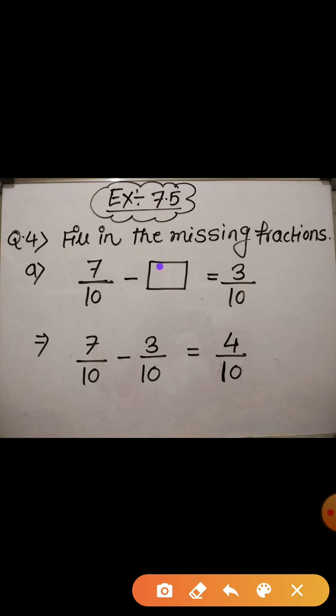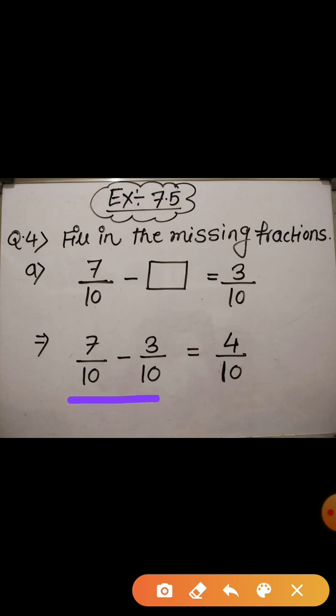See, to find out the missing fraction, we shift this term or fraction to the left and this will be to the right. So when this fraction comes to the left, it will be in minus, and when it goes to the right, it will be in plus. So it becomes 7 by 10 minus 3 by 10.